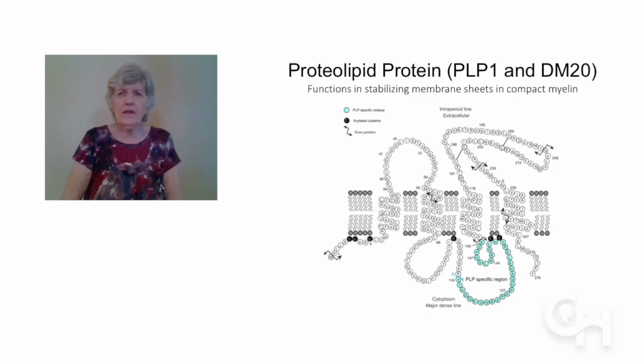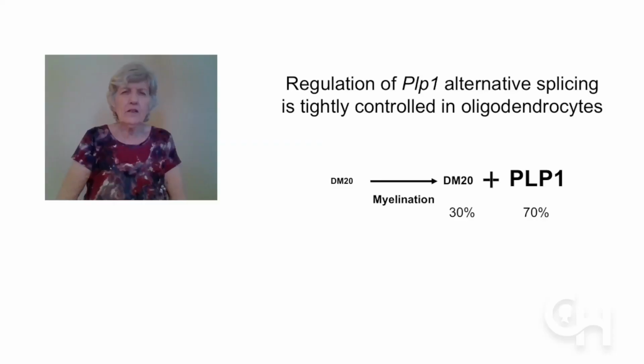This is a diagram of the PLP1 protein in the myelin membrane. The 35 circles in blue are the amino acids for the 3B block that's not present in the DM20 spliced form of the protein. The relative amount of the DM20 and PLP1 forms made in oligodendrocytes is tightly controlled in cells.